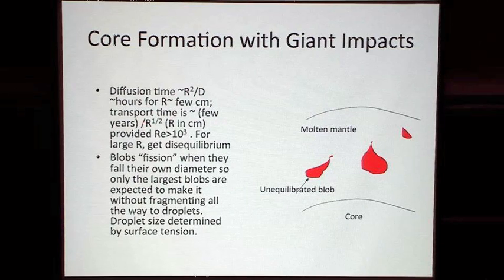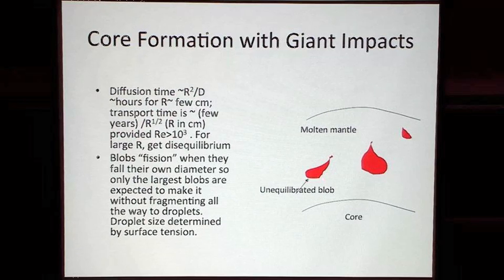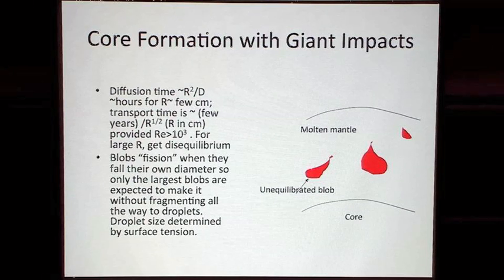So for large radii, if you really had blobs like this, and this scale would be right, then it would be unequilibrated. Now, this is not a simple problem because there is circulation within the blob as well, but the point is that the amount of material that this comes into contact with as it plunges through the mantle is simply not enough to allow it to equilibrate. So for large blobs, it won't equilibrate.